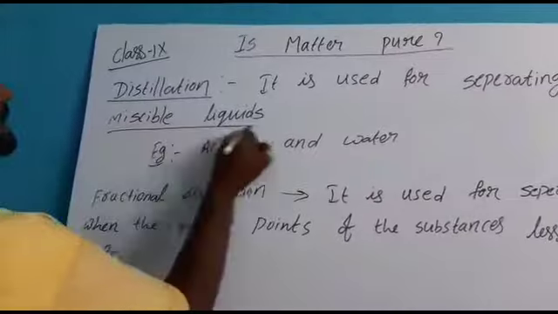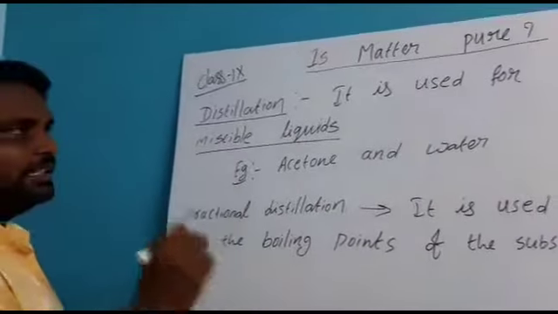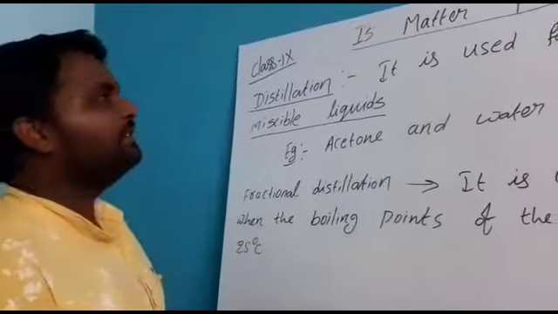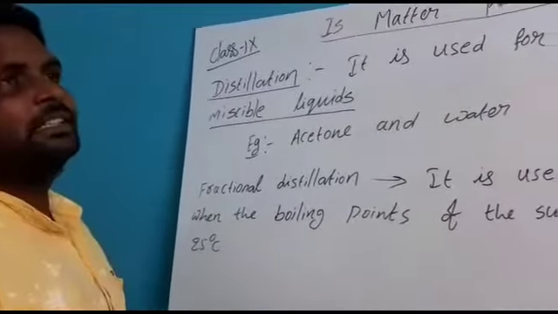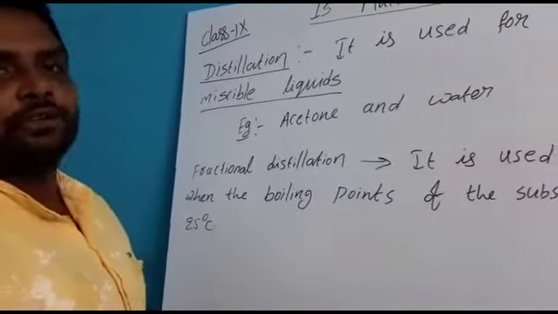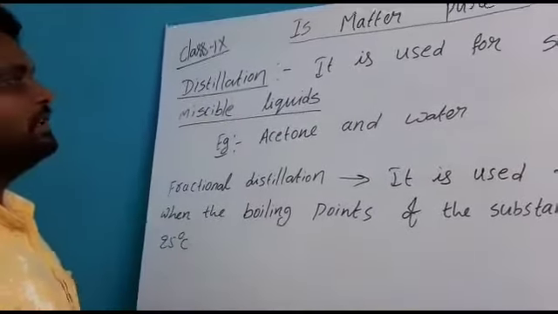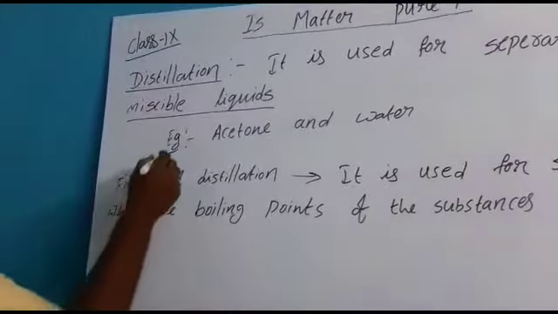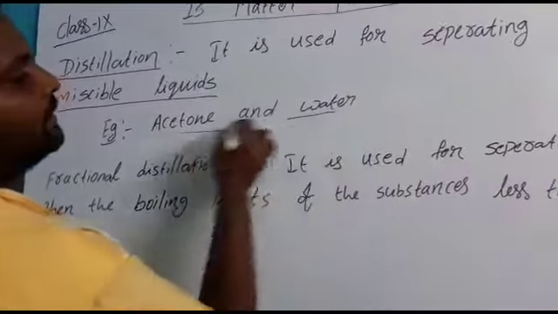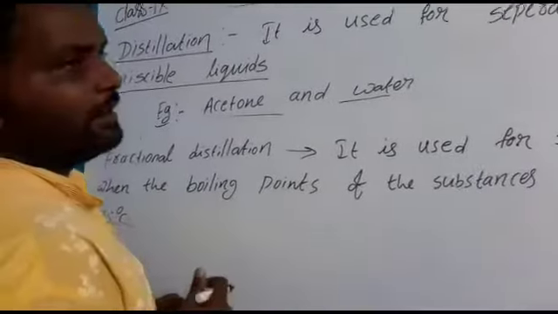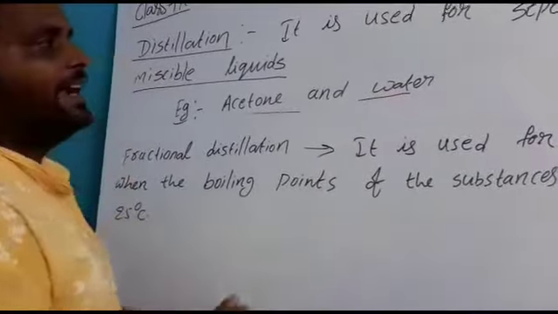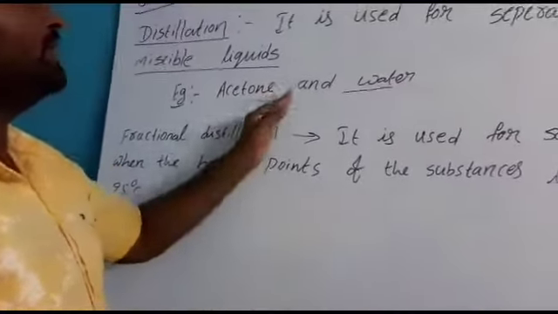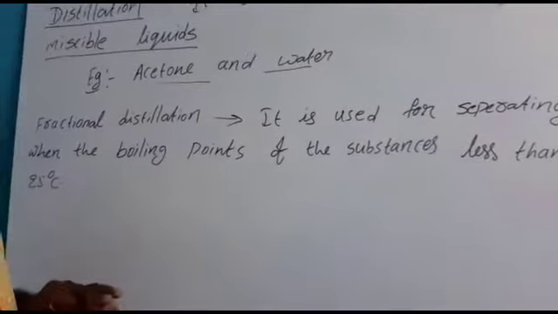Previously we discussed immiscible liquids. Immiscible liquids means liquids which are not mixed. Miscible liquids means liquids which are mixed completely together. Those are separated by distillation. For example, acetone and water: if you mix these two, they are completely mixed together. We can't find out which is water and which is acetone. In that case, if we want to separate these two, we can use the distillation process.